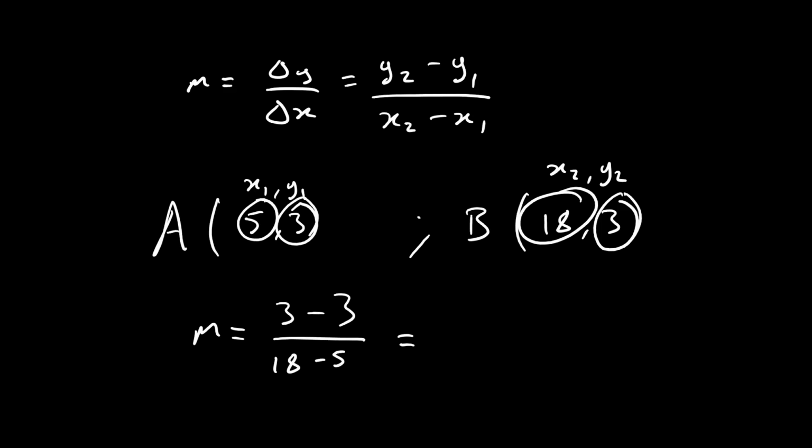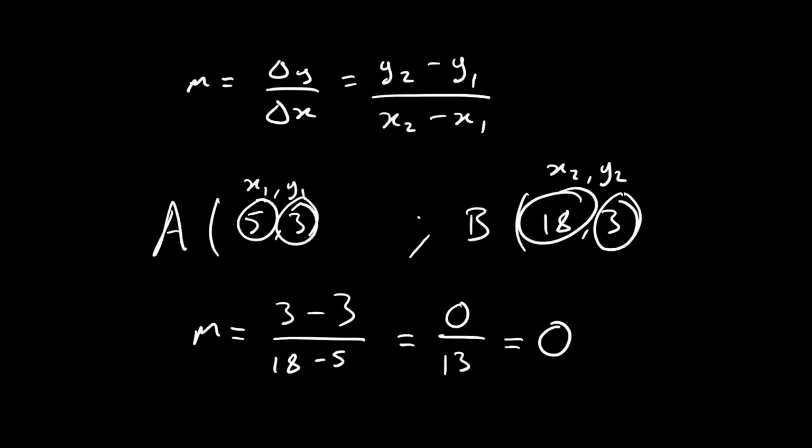Okay, so let's do a little simplification. What's 3 minus 3? That's 0. And what's 18 minus 5? That's 13. Okay, what's 0 divided by anything? Well, 0 times anything is 0. So 0 divided by anything must also be 0.